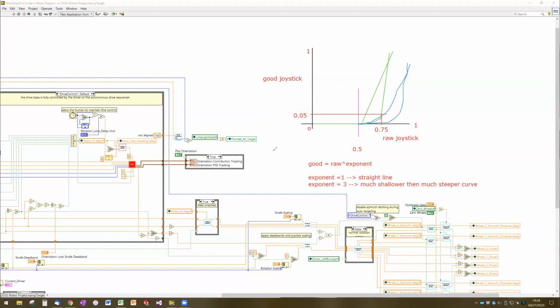Another approach that happens, another improvement to this algorithm, is something that the Cheesy Poofs have done in the past. They don't do it every year, but instead of mapping the curves to the raw joystick value, they actually map it to the robot's actual ground speed.